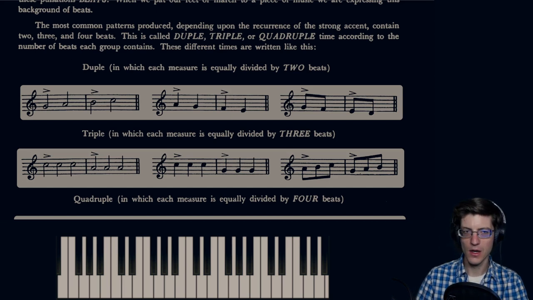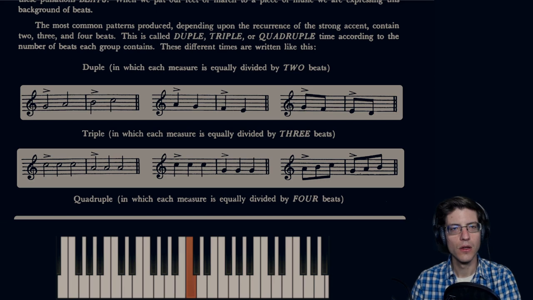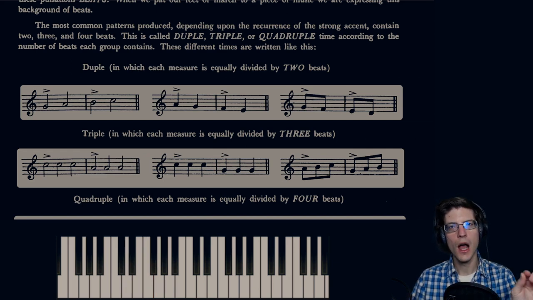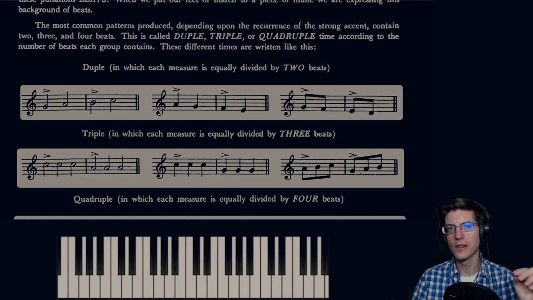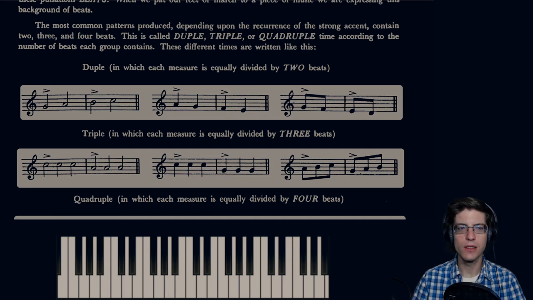So like this first one, 1, 2, 1, 2, 1, 2. And the second one is also 1, 2, 1, 2, 1, 2, 1, 2. And the last one, 1, 2, 1, 2. Now notice, I am playing them all at the same tempo, but they have a different character as far as time is concerned, right? So here we're already seeing a difference between tempo and time.